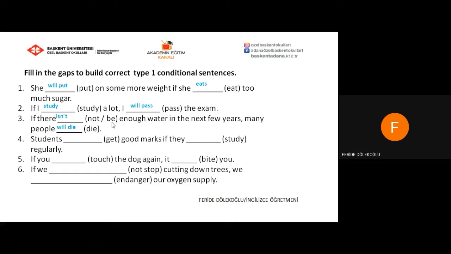It is possible. Question 4. Students will get good marks if they study regularly. Okay, will and present simple. If you touch the dog again, it will bite you. And last one here. If we don't stop cutting down trees, we will endanger our oxygen supply.